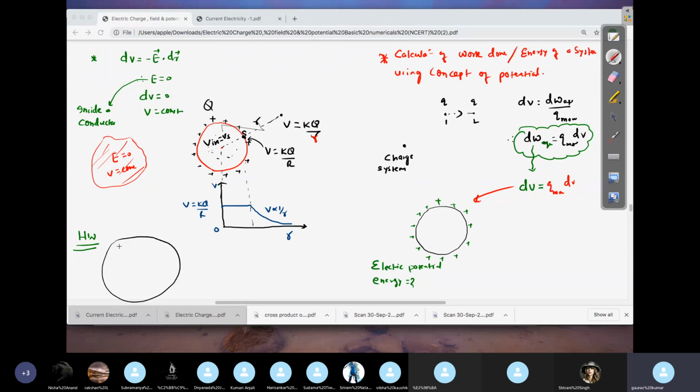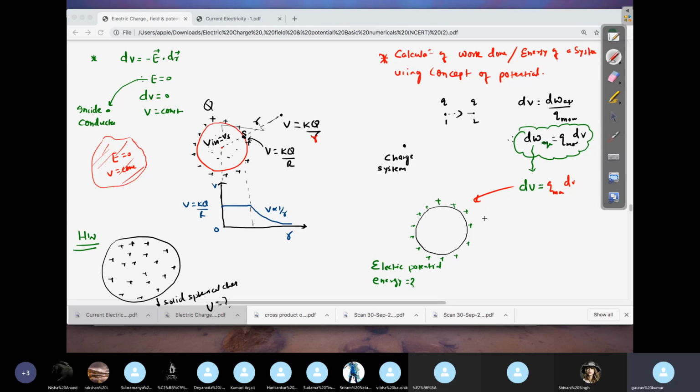Now I will change the system to a solid spherical charge like this. It is a solid spherical charge, and I'm asking what is the energy for this? Two questions here. This I will answer now, and this I'll give you as a question. Whatever way I derive this expression, similarly you can derive this also. By the way, I will write the formula for both.